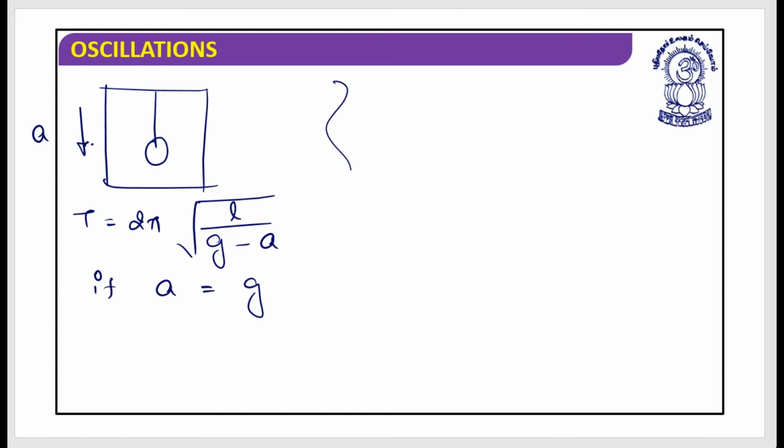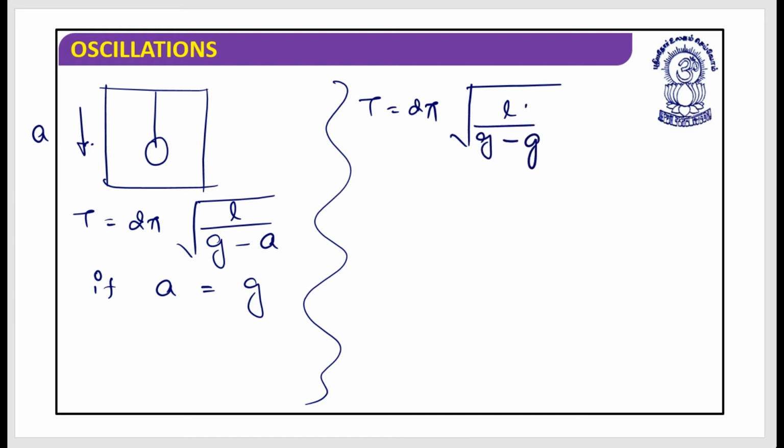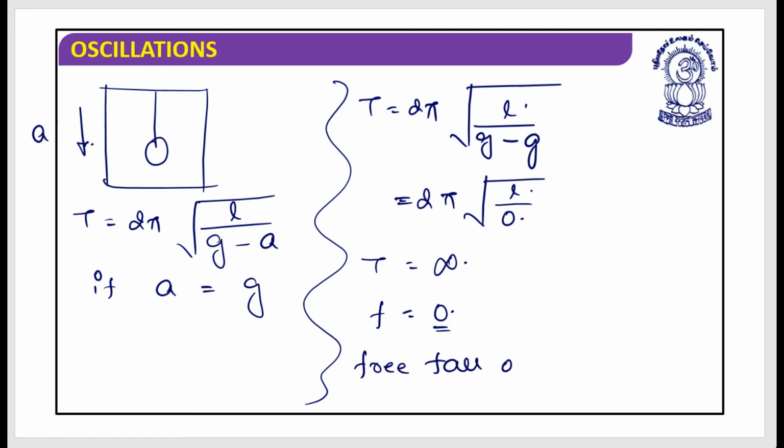So in this case, the time period T equals 2 pi root of L divided by g minus a, and this is g minus g. So this is equal to 2 pi root of L by 0, and under root of 0, it's infinite, or I should say the frequency of this will be 0. Yes, this is free fall of a lift, so the time period of a pendulum which is performing SHM is infinite. I hope this is clear.